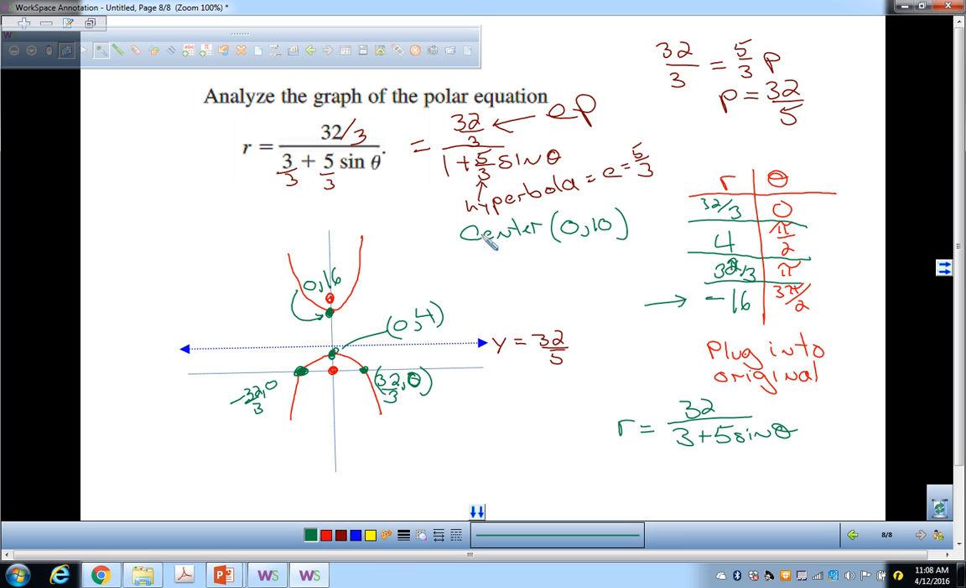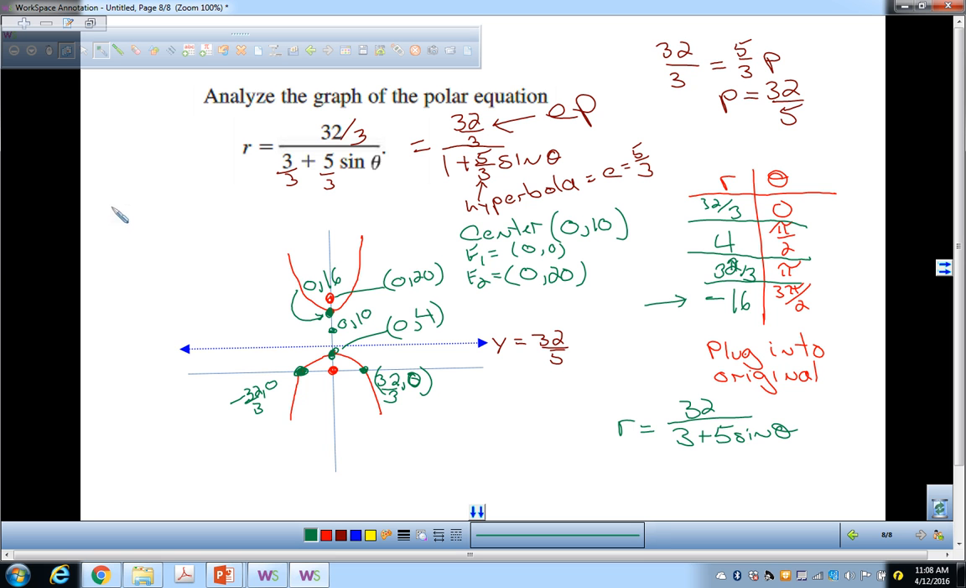Okay, and then to move on, if we know where focus 1 is at 0, 0, where's focus 2? That's this point up here. If the center is at 0, 10, and this is at 0, 0, what's this point right here? 0, 20. Everyone see why it's 0, 20? Because this focus is 10 away from the center, so this focus has to be 10 away from the center. So this point here is 0, 20. That's not on the graph, that's just the focus.